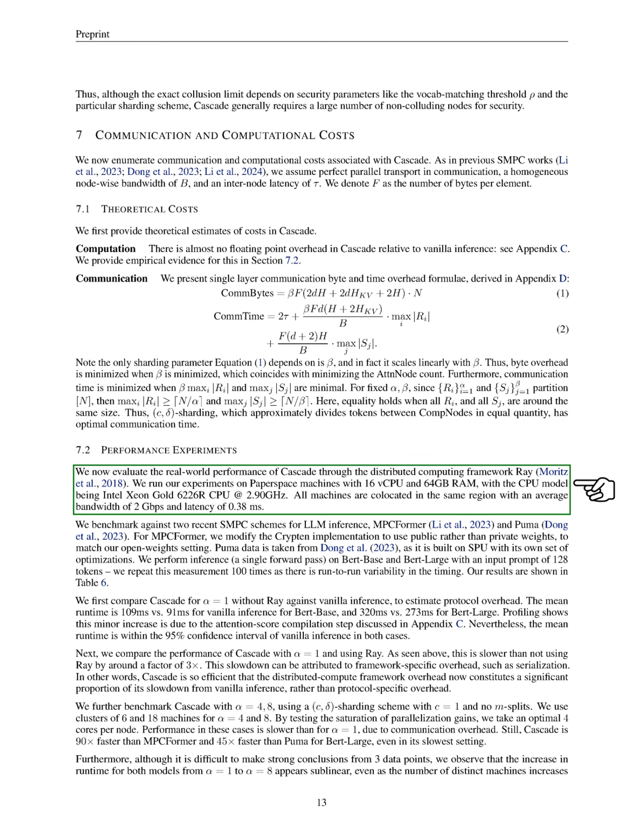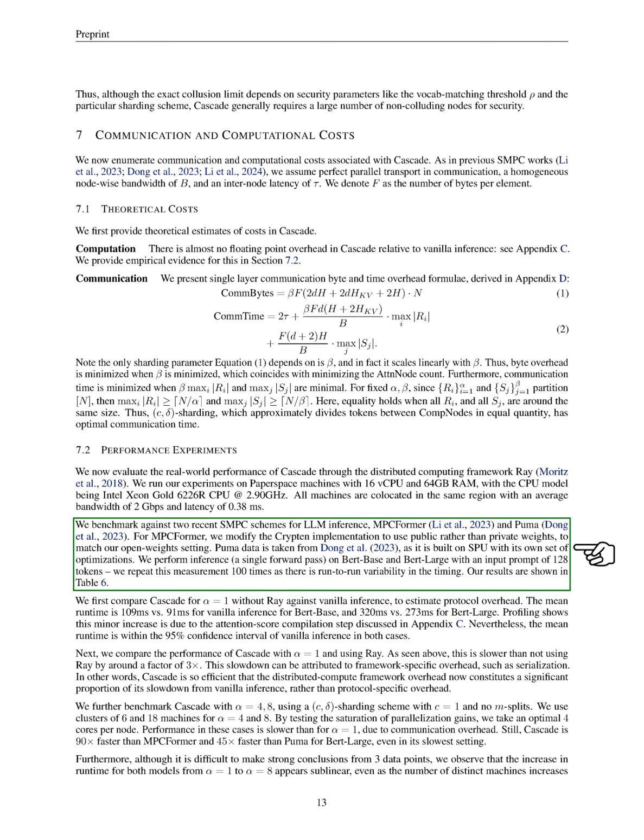We then evaluate Cascade's real-world performance using the distributed computing framework RAY. Our experiments run on paperspace machines with specific CPU and memory configurations. We compare Cascade against two recent SMPC methods, MPC Former and Puma. For MPC Former, we adjusted its implementation to use public weights to align with our setup.